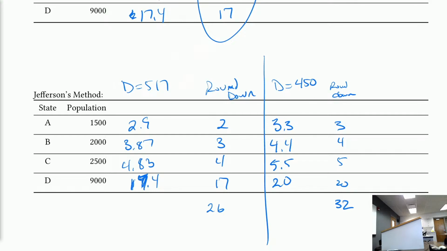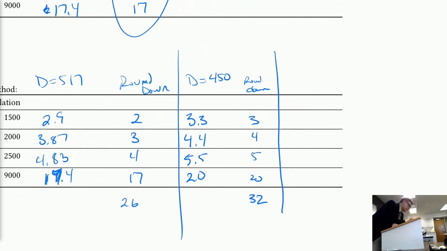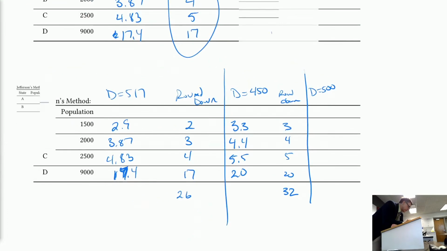So here this was too few. So 517 was too large of a divisor. This one is too many, so this is too small of a divisor. So if this one actually had a solution, I would keep guessing and checking. Maybe try d equals 500 next. But apparently d equals 500 is the problem, isn't it?